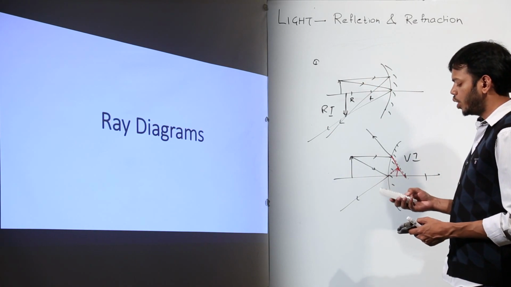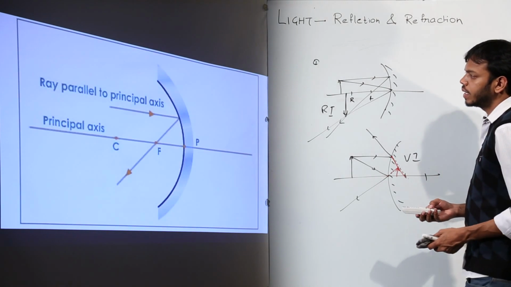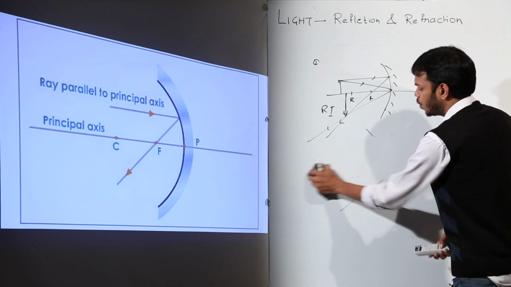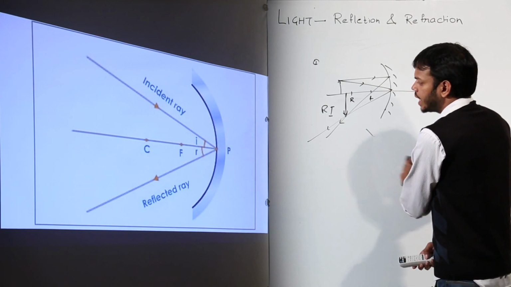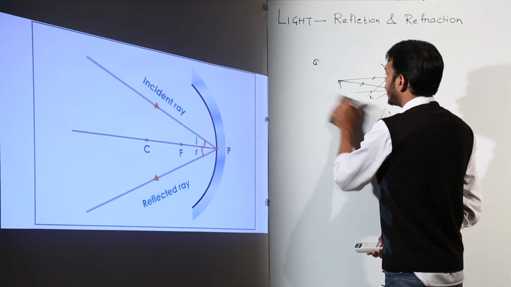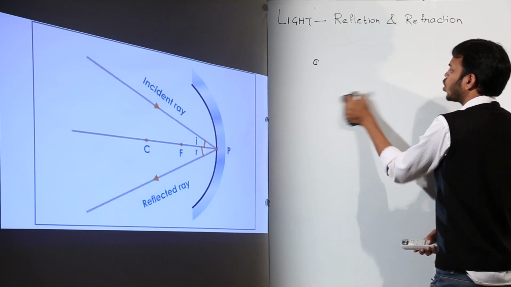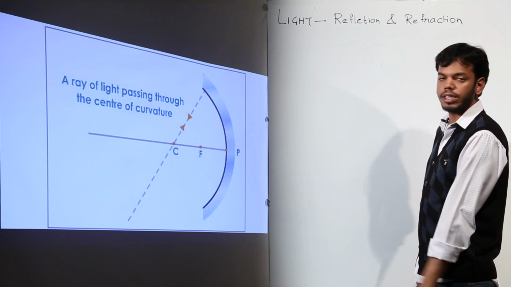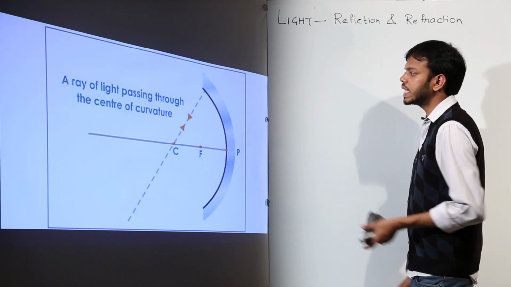First of all, I told you about this one, the ray which is coming parallel to the principal axis, this will pass through the focus. Ray number 2, the ray which is incident at the pole will get reflected at the same angle following the law of reflection, angle I equals R. And lastly, the ray which is passing through the center of curvature will always retrace its path.